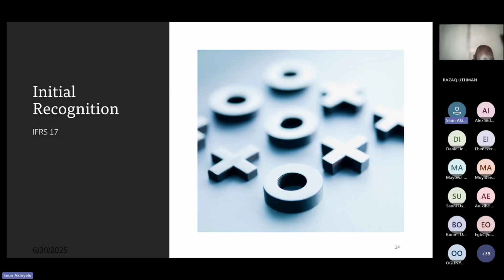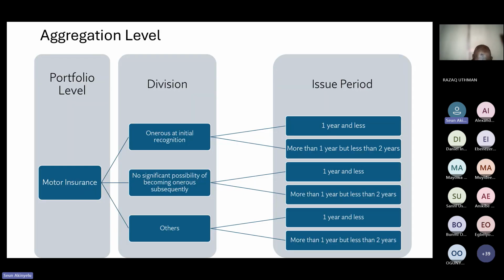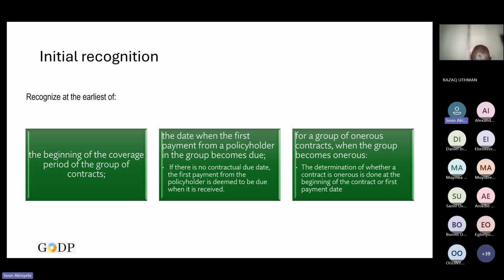So let's go to initial recognition with IFRS 17. How do we recognize at the very beginning? The first question we need to ask ourselves is, when is initial recognition? Initial recognition is the beginning of the coverage period of any of the contracts within that particular classification. Remember, we have grouped them into this aggregation level. So within that group, the beginning of the coverage period of any of the contracts is the beginning of the initial recognition period. And that is when you will recognize.